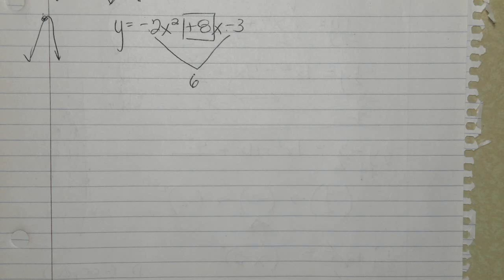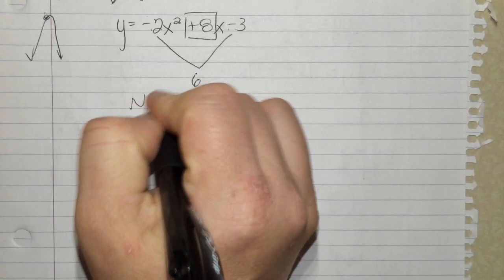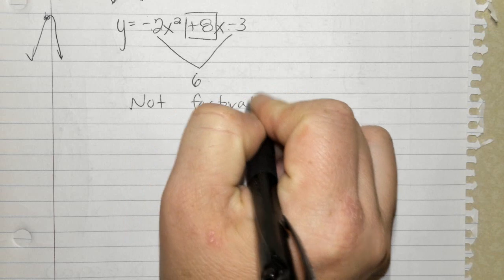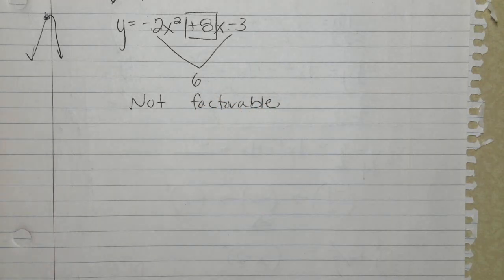Does 1 and 6 give you 8? What's another combination? 2, 3. Does 2, 3 give you 8? Is there any other combinations? Okay, then everybody, we're going to write not factorable. If it was factorable, we'd be able to easily identify the x-intercepts.